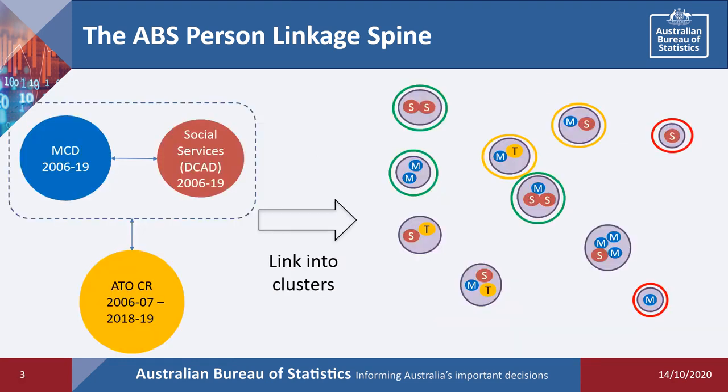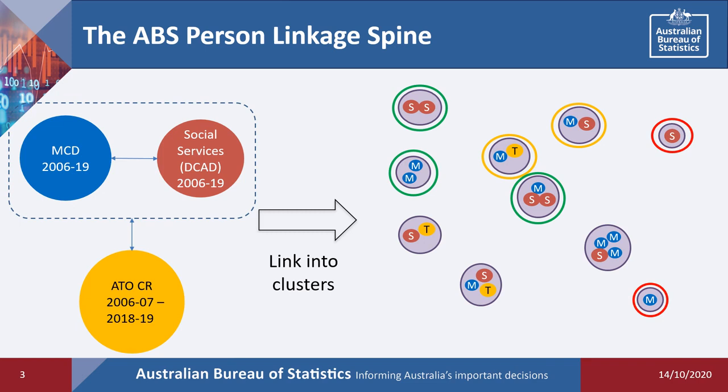The three core datasets were linked together using a deterministic methodology to form clusters of IDs. First, the Social Security data was linked to the Medicare data, and then the tax data was linked to the combined Medicare and Social Security data. Each resultant cluster is called a spine element. The resultant spine aims to contain all unique individuals across the three core datasets, so that one spine element or cluster corresponds to one unique individual.